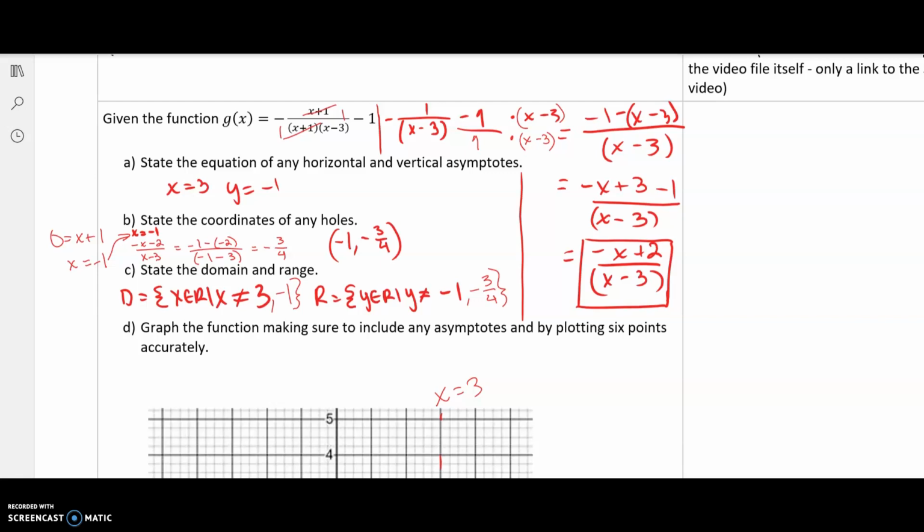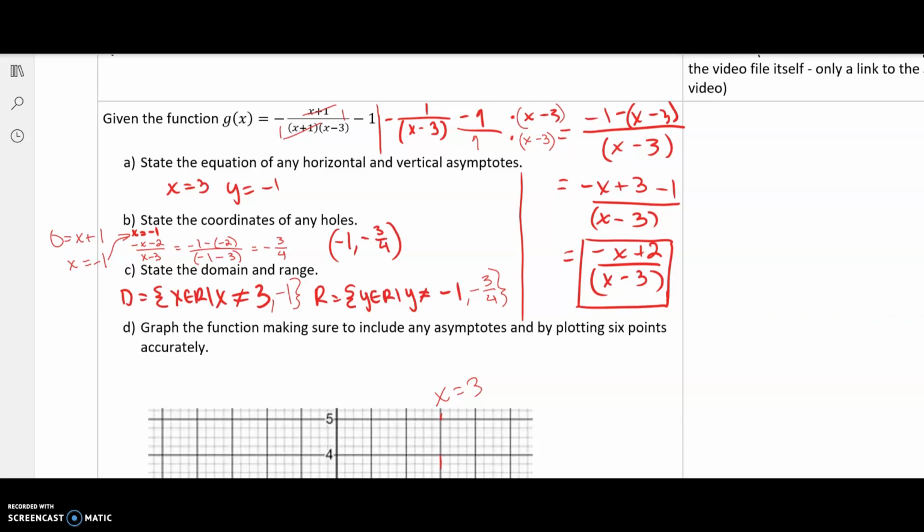Okay, so today I'm going to be solving the rational function g of x equals negative x plus 1 over x plus 1 times x minus 3, minus 1. So first off, we're going to start by crossing out the x plus 1's because they're the same and they're dividing each other. So we're going to be left with negative 1 over x minus 3 minus 1.